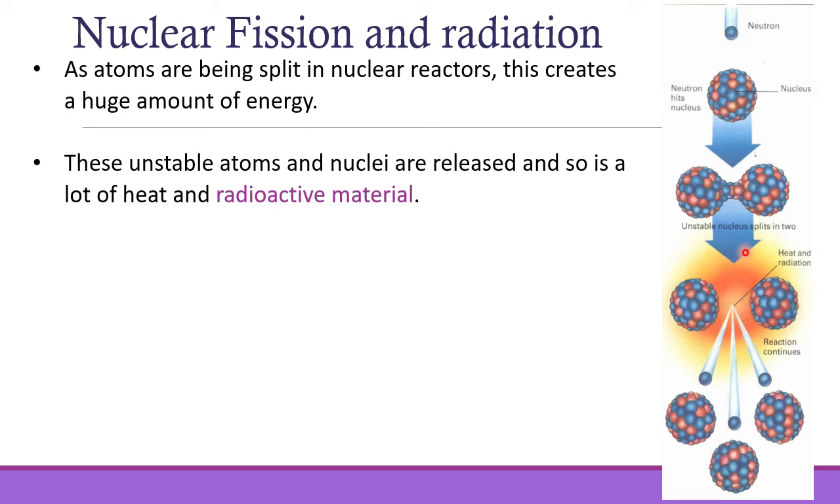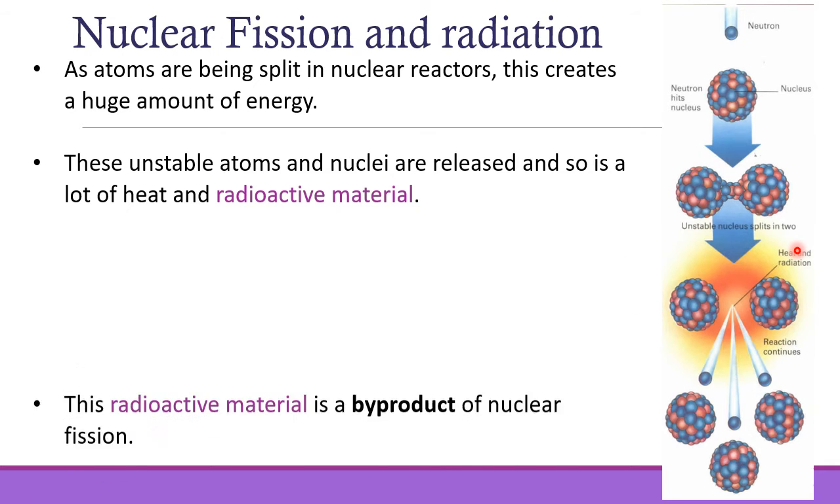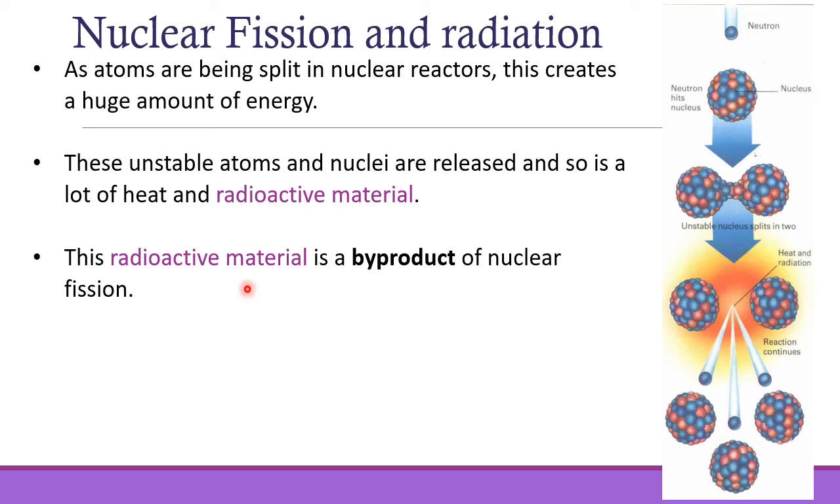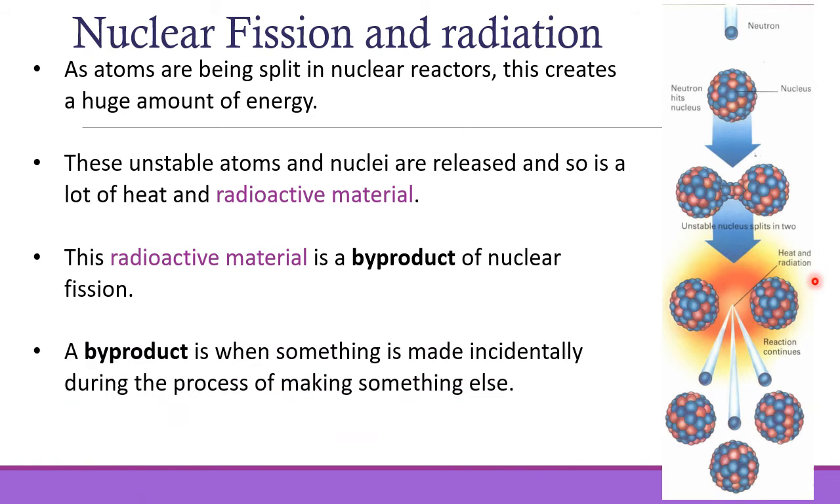So during this reaction here, not only are new atoms and neutrons released, there's also a lot of heat and a lot of radioactive material and radiation given off. This radioactive material is a byproduct of nuclear fission. So a byproduct is when something is made incidentally during the process of making something else. So radioactive material is not intentionally made here. It's just made sort of as an addition to the reaction itself.